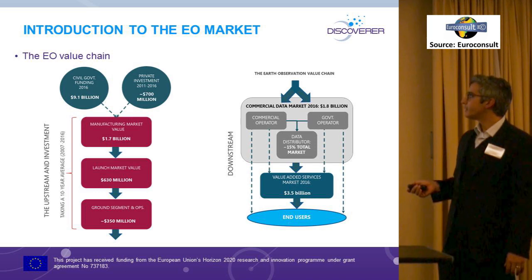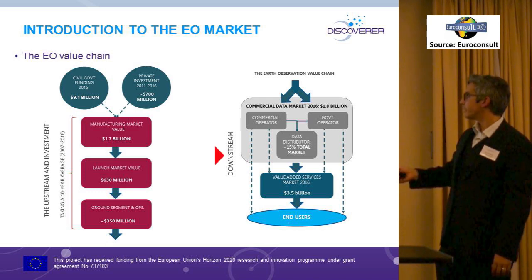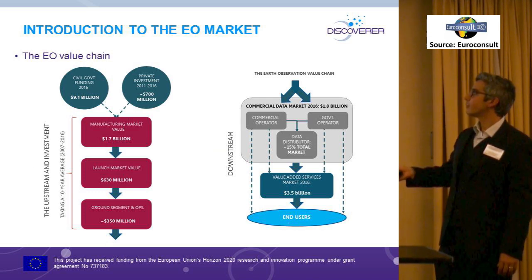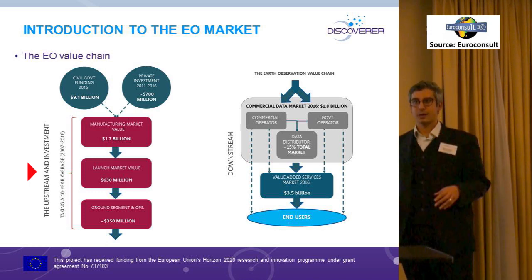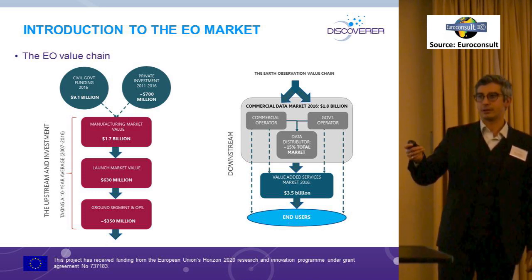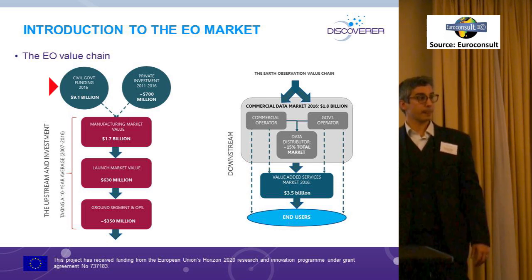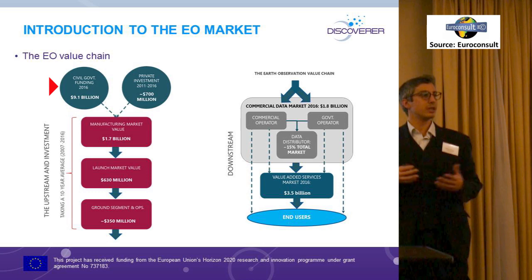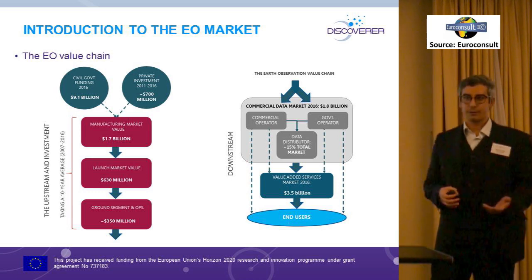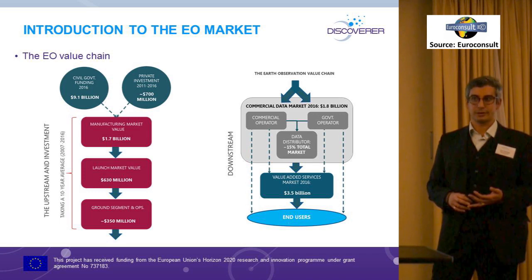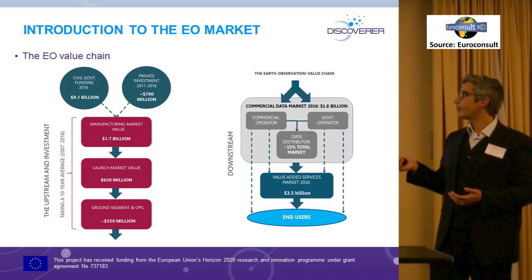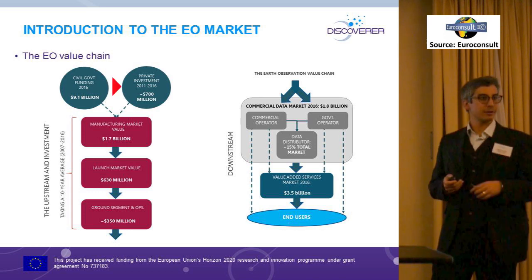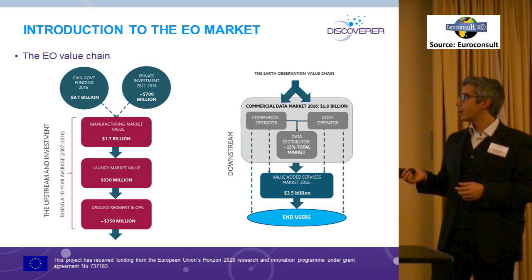Here we have a view on the value chain and figures on the value chain for 2016. Here we have the upstream and here the downstream. To start with the upstream, so far the major funders of Earth observation programs were governments, and institutions or multinational institutions such as ESA, for EO but also for scientific research. More and more we are seeing interest in private investment, for several reasons, basically coming from the US. And this is obviously having an impact on the whole value chain.